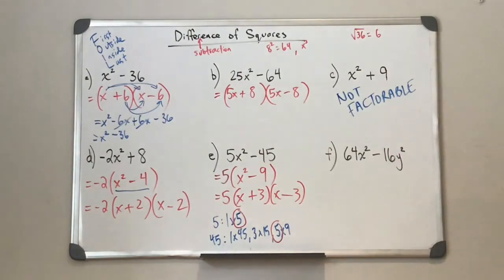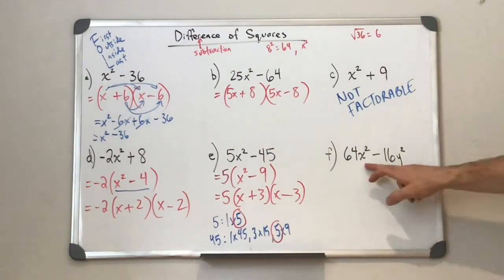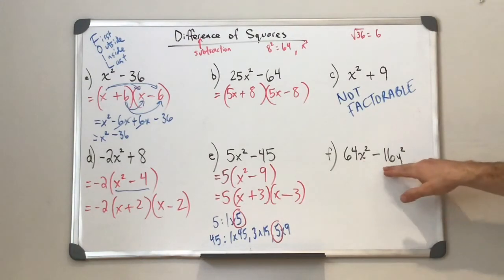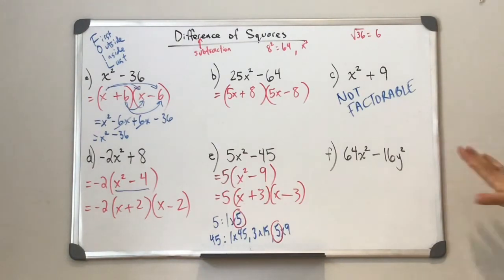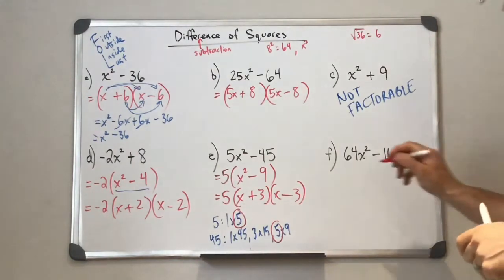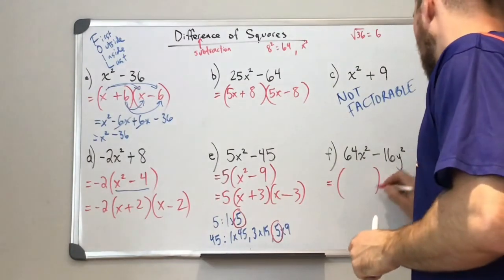All right, last one. Kind of fancy looking here because we've got 2 different variables in it. So let's take a look. Can you square root 64? Yes. Can you square root x squared? Yes. Can you square root 16? Yes. And can you square root y squared? Yes. So this one looks messy, but we can actually go right to the answer here.